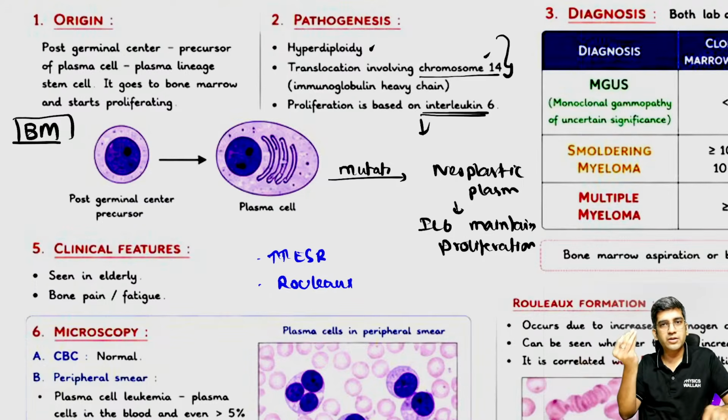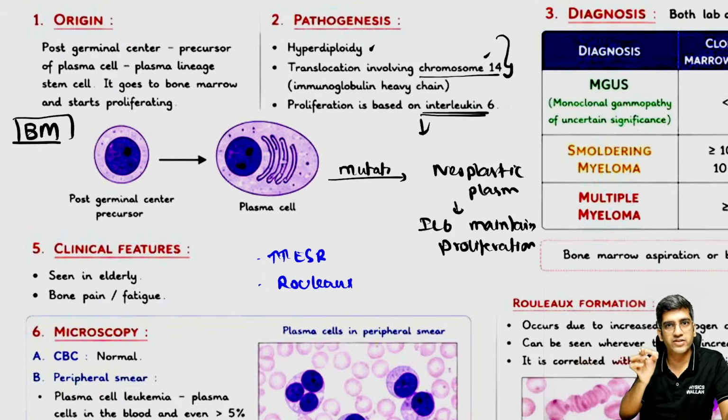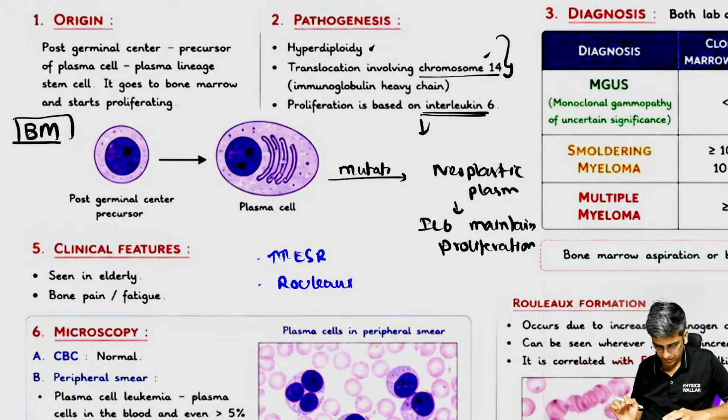Because rouleau formation is based on the fibrinogen molecule, right? That's also because of interleukin 6 only. Interleukin 6 increases the fibrinogen, it's an acute phase reactant, and your fibrinogen will cause faster sedimentation and also cause rouleau formation. Fine? Okay, perfect.